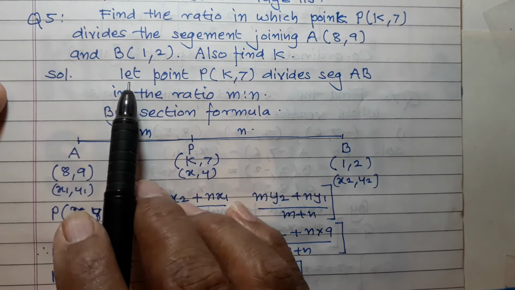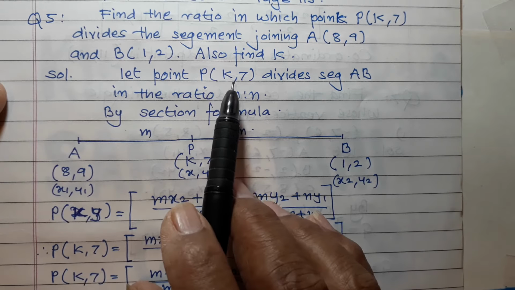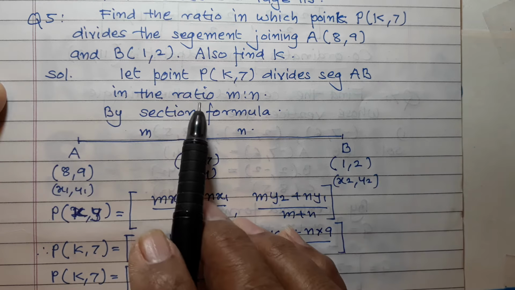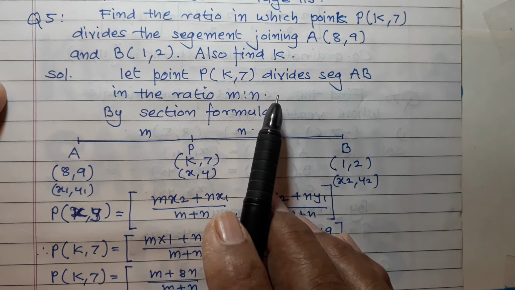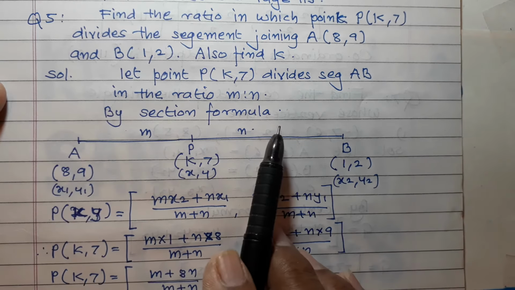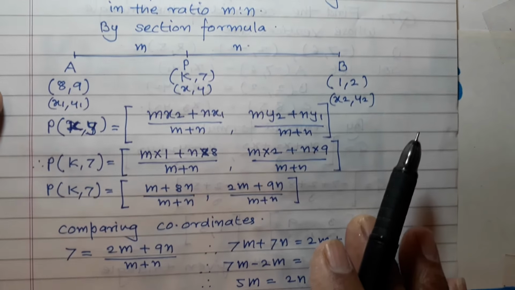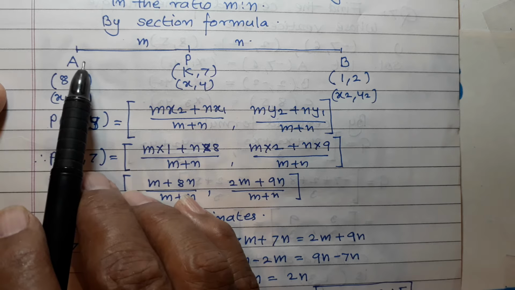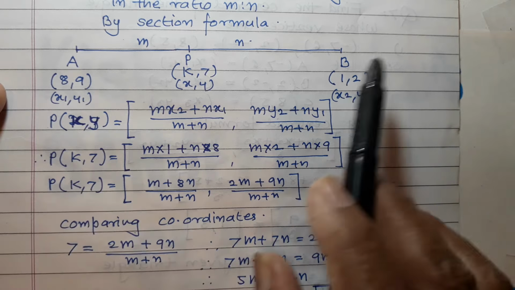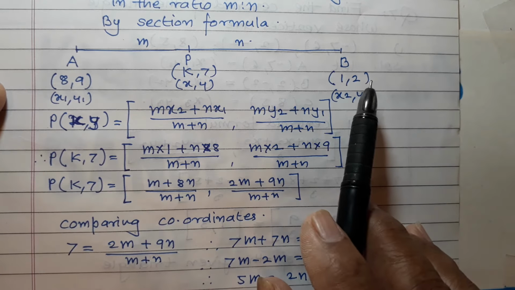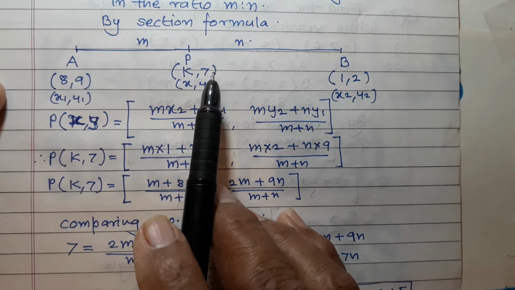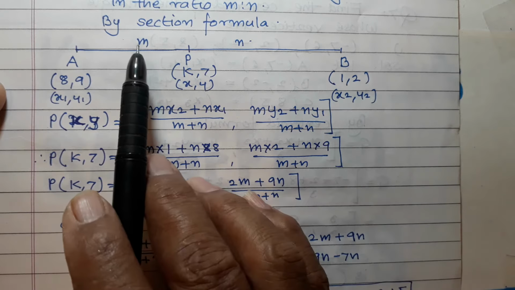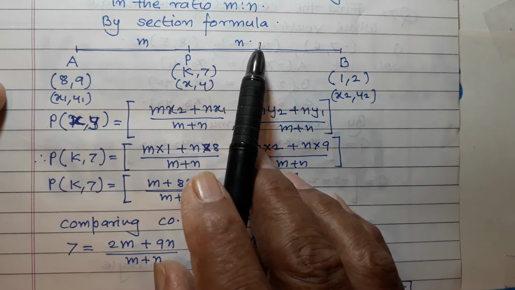Solution. Let point P(k, 7) divide segment AB in the ratio m:n. Then by the section formula, now draw this figure. A(8, 9), B(1, 2), P(k, 7). This P divides segment AB in the ratio m:n.